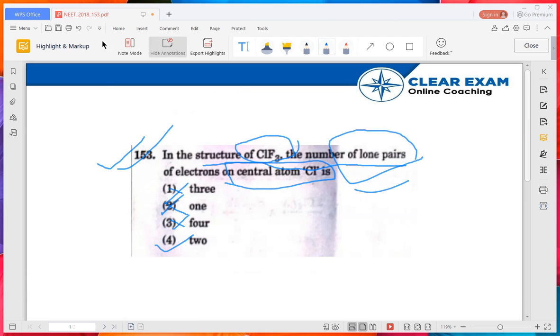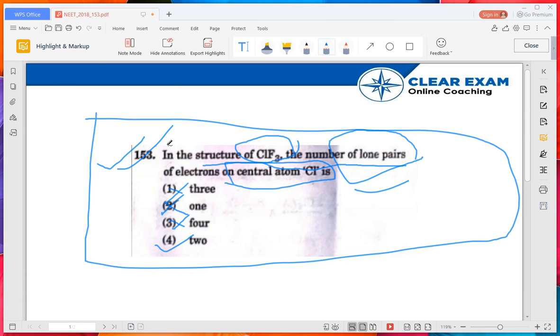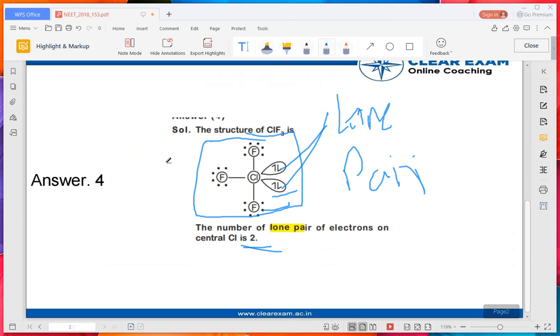This is a theoretical question basically, so we have to learn all this. This is the structure of ClF3. As you can see, three fluorine atoms make bonds with Cl and there are two lone pairs left because these electrons did not take part in any bonding.